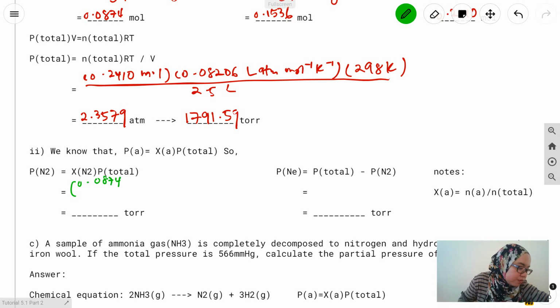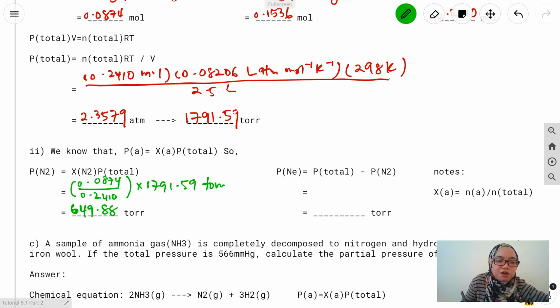0.0874 mole over the total number of mole, which is 0.2410 mole. And the total pressure is times 1791.59. So we will get the answer equal to 649.88 torr. So this is the answer for the partial pressure for nitrogen gas.